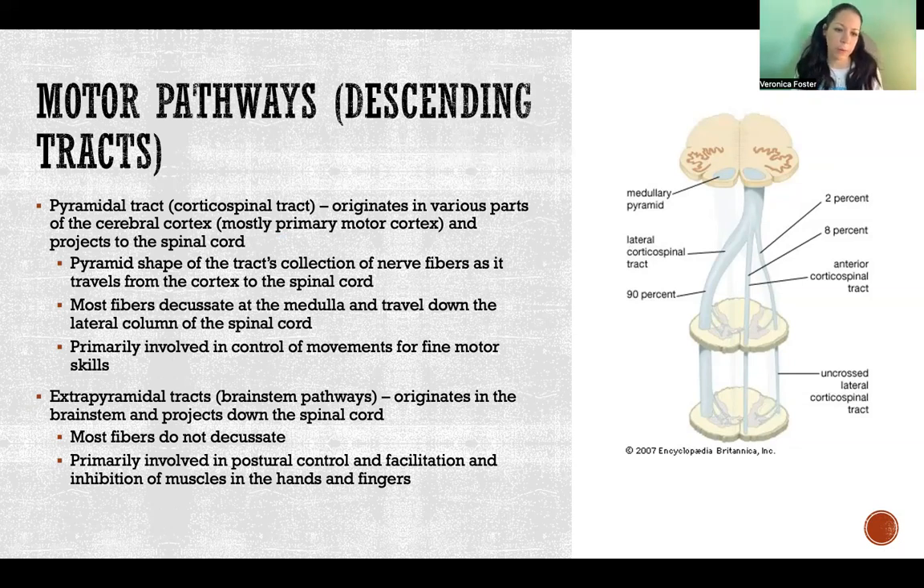Then we have the extrapyramidal tracts, so the outside of the pyramidal tracts. Those are also referred to as brainstem pathways. They originate in the brainstem and project down the spinal cord. And most of these do not decussate. They stay on the same side. These are primarily involved in postural control and facilitation and inhibition of muscles in the hands and fingers.